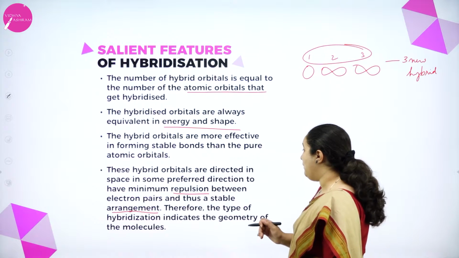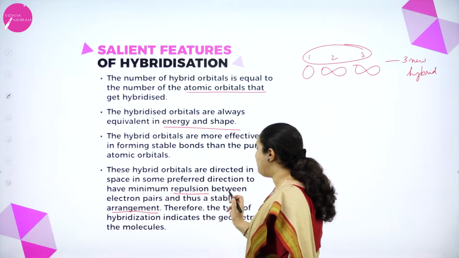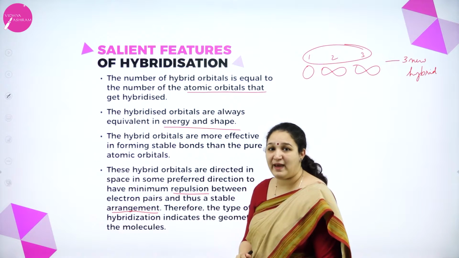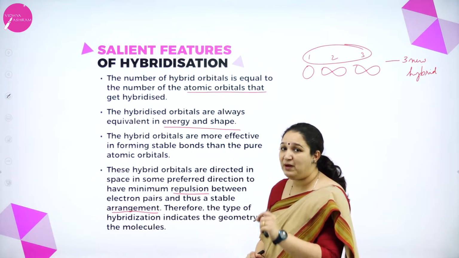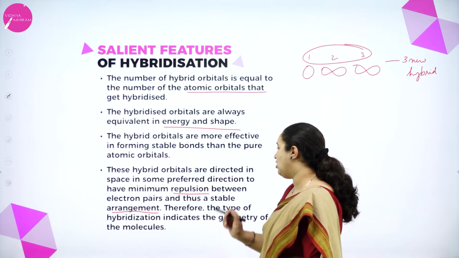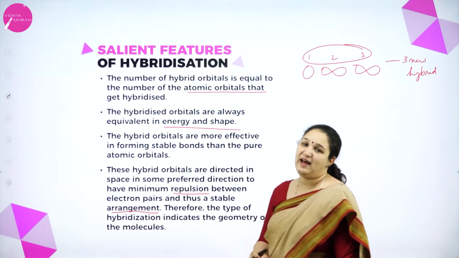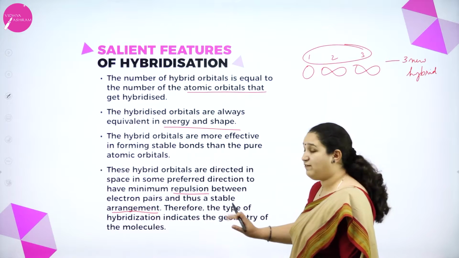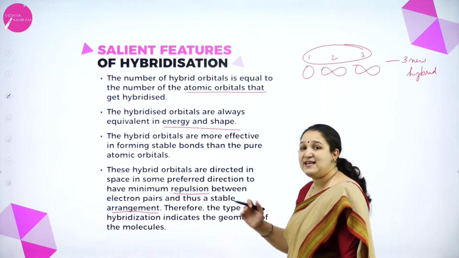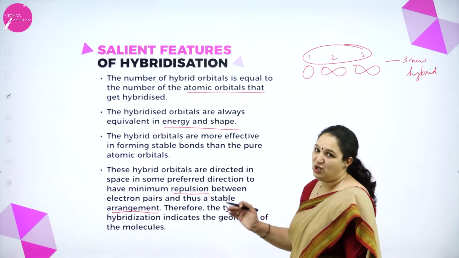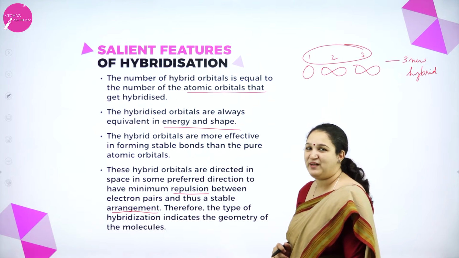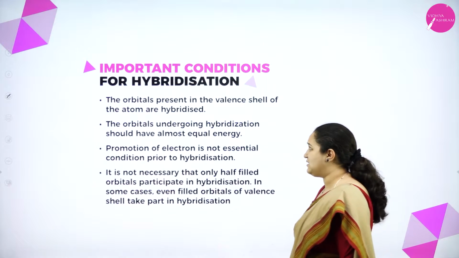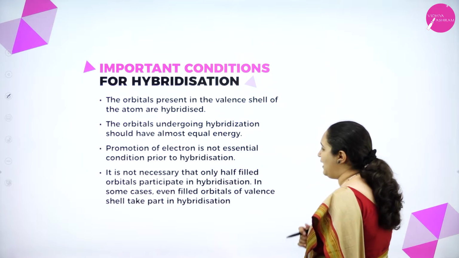Why? Because the molecule becomes more stable. Why exactly? Because they'll have minimum repulsion between the electron pairs, and thus a stable arrangement. So I hope you have understood this. If not, as I am explaining the hybridization, you will also learn about its geometry. Okay. Next, important conditions for hybridization.